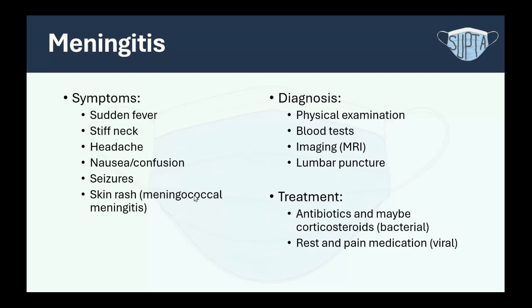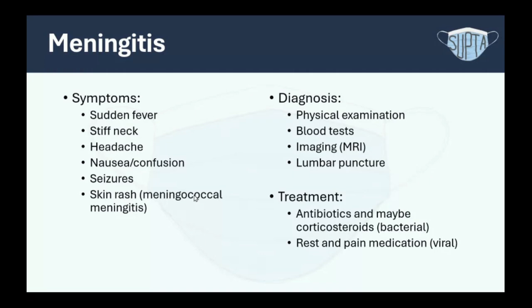So the symptoms, there are some telltale classic symptoms for meningitis. So you can get sudden fever and a stiff neck. If you get a stiff neck, that is often meningitis or also encephalitis, but those two are the main infections of the parenchyma and the outer meninges. So you can get a stiff neck, sudden fever, headache, nausea, confusion, and seizures. You can also get a skin rash depending on what the actual bacterial infection is. So it's meningococcal meningitis that's referred to as.